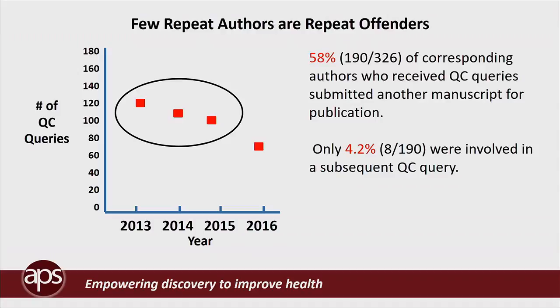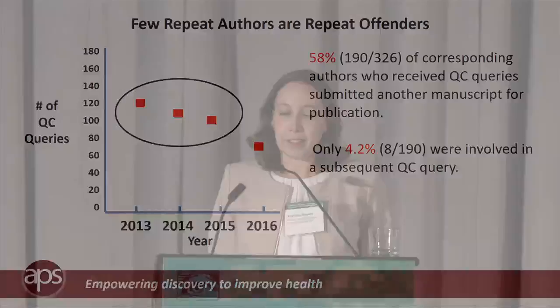This is when all of our journals were now in the QC check process, and we looked at whether those authors had submitted again. Out of those 326 authors who received one QC query, 58% submitted another article by the end of 2016. And only 8 out of 190 of those were involved in a subsequent QC query. And we like to think, although this can't be fully verified, that our authors are learning.